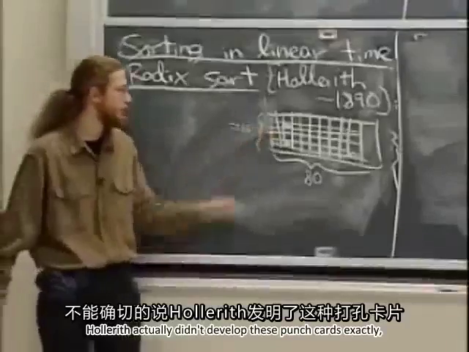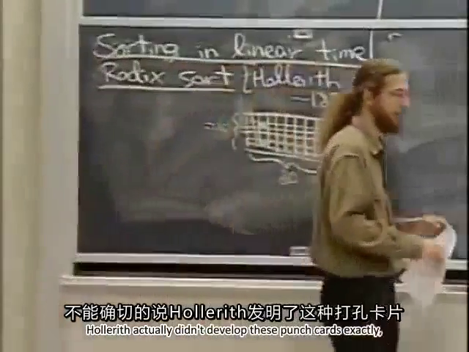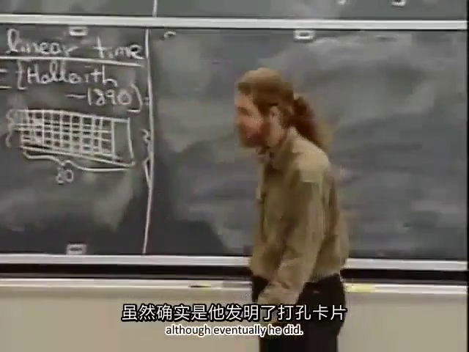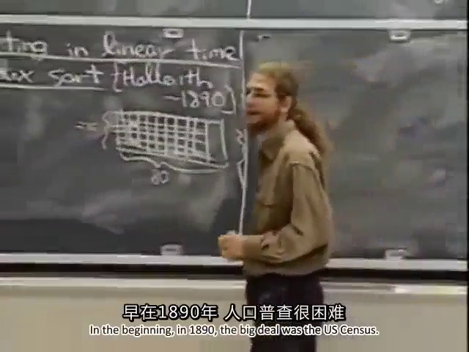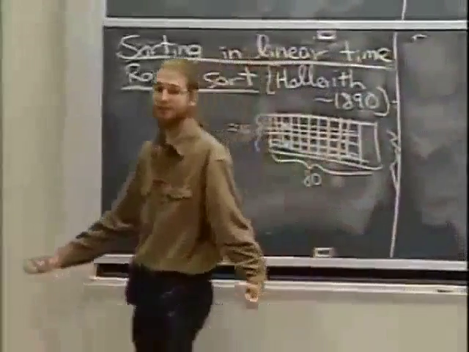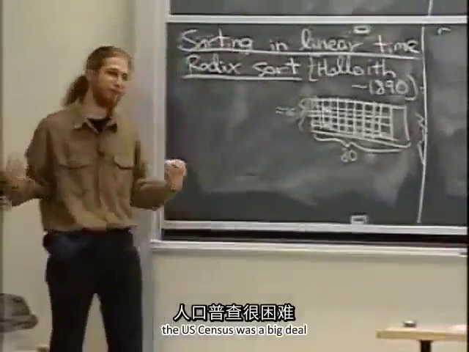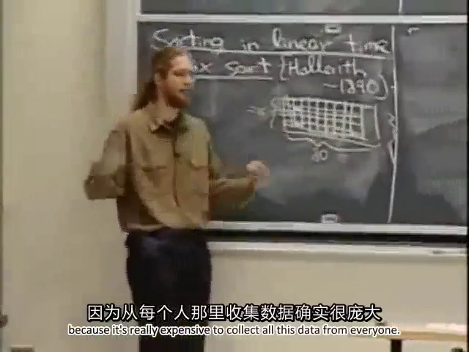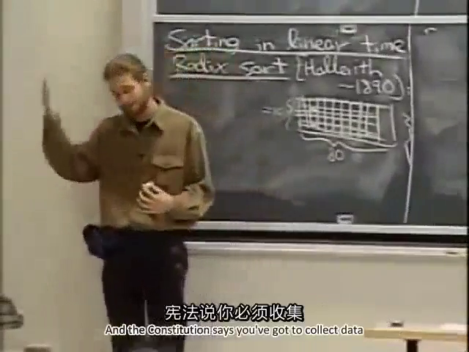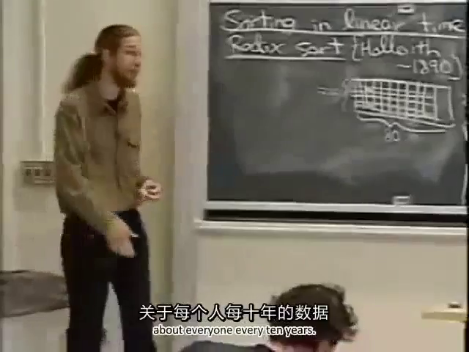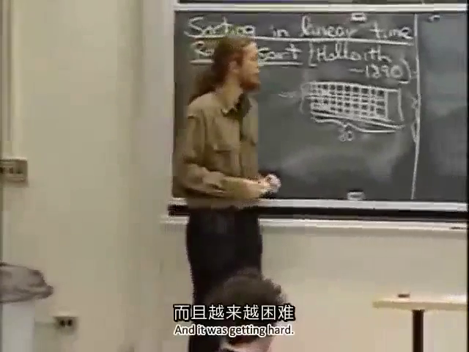So Hollerith actually didn't develop these punch cards exactly, although eventually he did. In the beginning, in 1890, the big deal was the U.S. Census. If you watch the news, a year or two ago the U.S. Census was a big deal because it's really expensive to collect all this data from everyone. The Constitution says you've got to collect data about everyone every 10 years. And it was getting hard.